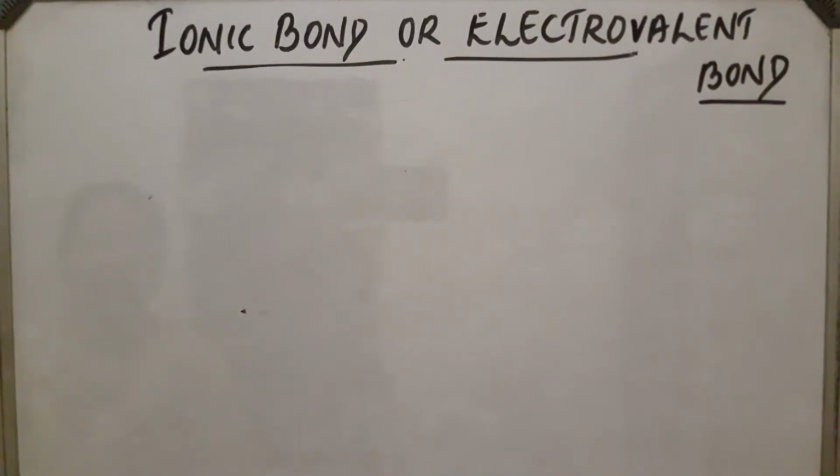Ionic bond or electrovalent bond. Ionic bond is obtained by the complete transference of one or more electrons of one atom to the other atom. Okay?